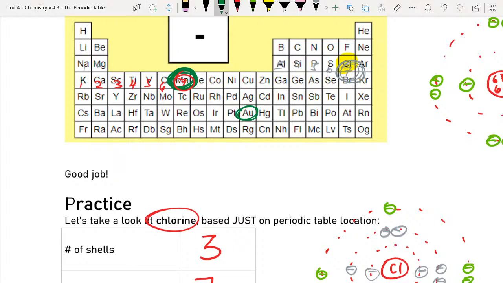Yeah, so we find Au there, and we say 1, 2, 3, 4, 5, 6, 7, 8, 9, 10, 11. I didn't really count over, but I would have. Great. The truth is, if we actually want to get into it, it actually has a few more because of the way the periodic table is set up, but that's okay.